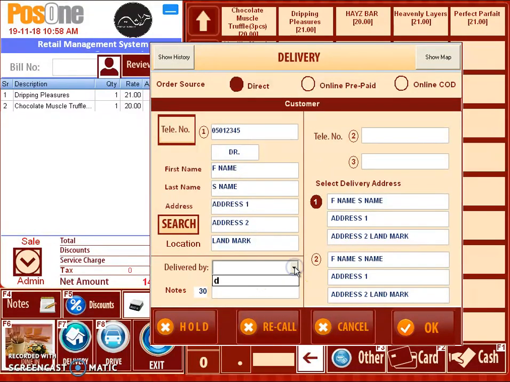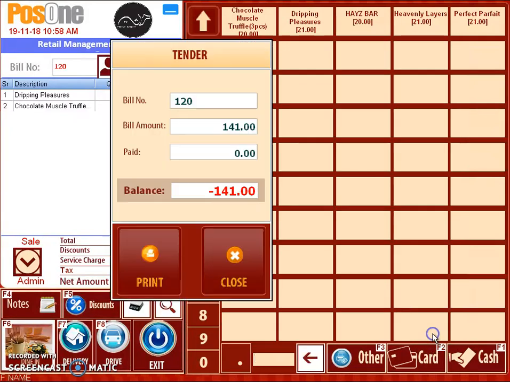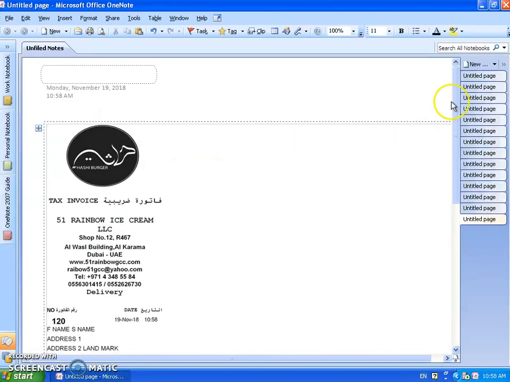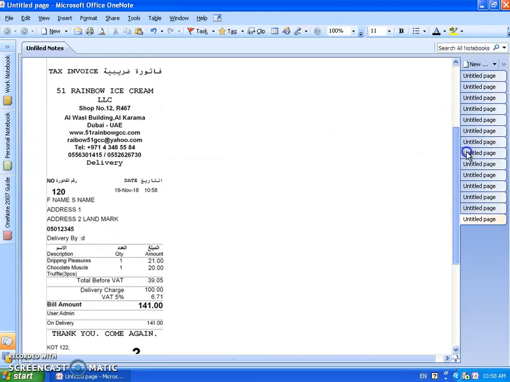Then we have an option to select the driver. We can have all the drivers' names in one place, and once it is confirmed, the order is done. The bill is generated with the customer information and address on the bill.